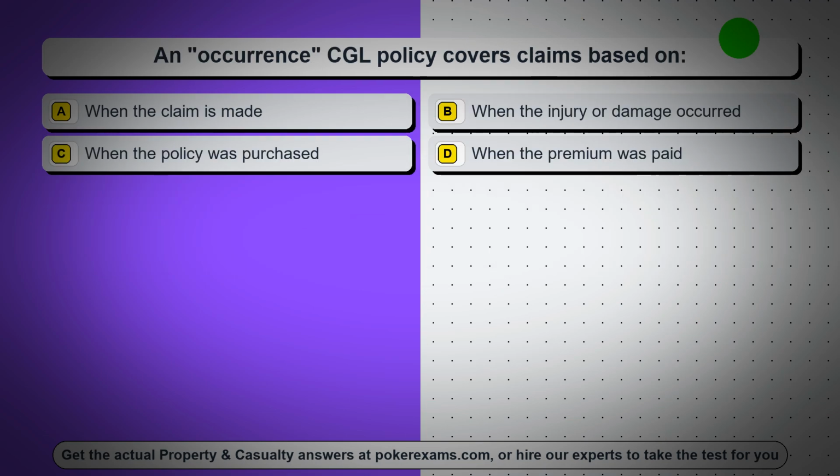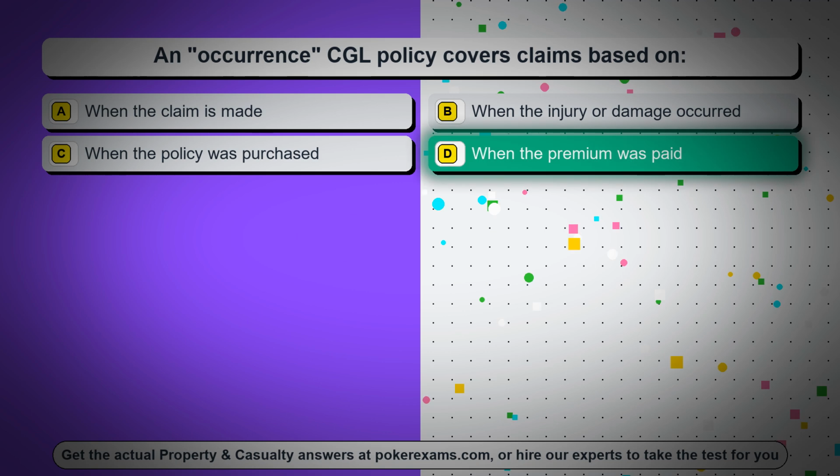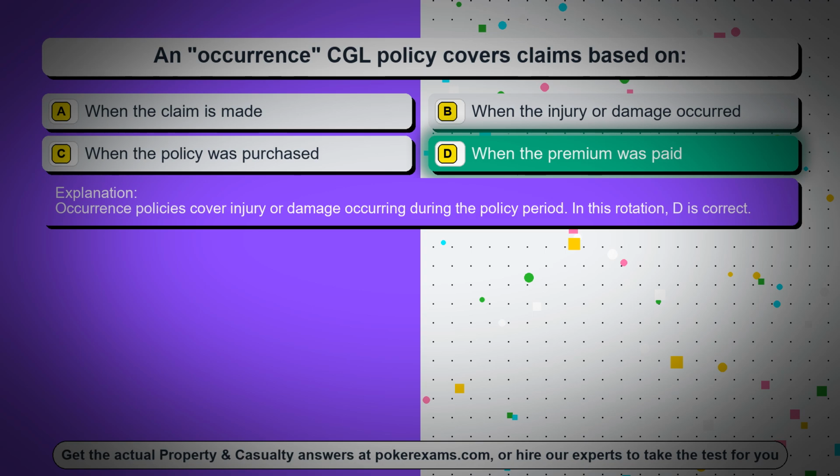Question 73. An occurrence CGL policy covers claims based on. Option A. When the claim is made. Option B. When the injury or damage occurred. Option C. When the policy was purchased. Option D. When the premium was paid. The correct answer is option D. When the premium was paid. Occurrence policies cover injury or damage occurring during the policy period. In this rotation, D is correct.